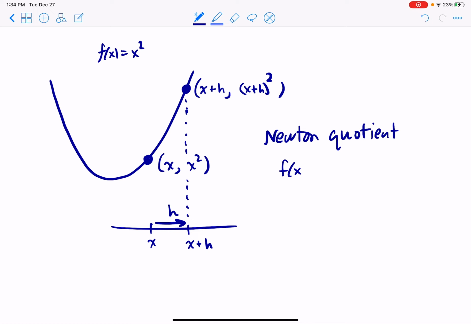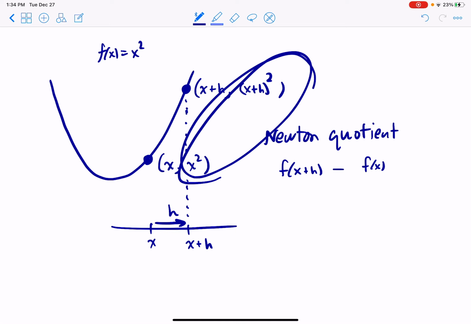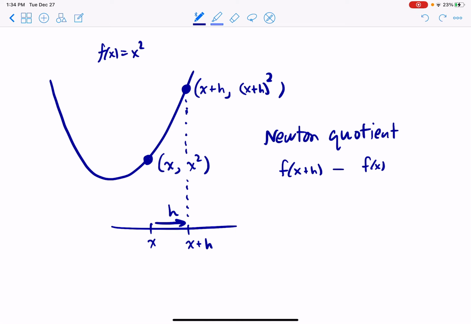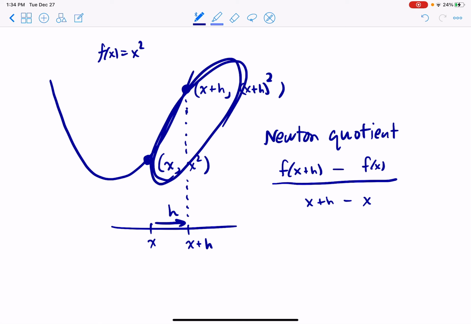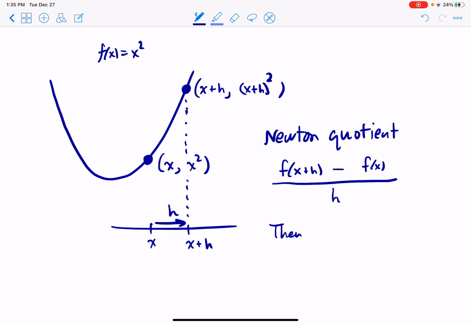What is it? It's f of x plus h minus f of x. That's the subtraction of y values, the change in y, the rise. Now what's the run? It's x plus h minus x. That's the change in x values, the x2 minus x1 or whatever. The delta x, which, by the way, in every single case will be just h. So in fact, we can just write the denominator as h. Then let h go to 0, and that will give you your answer.